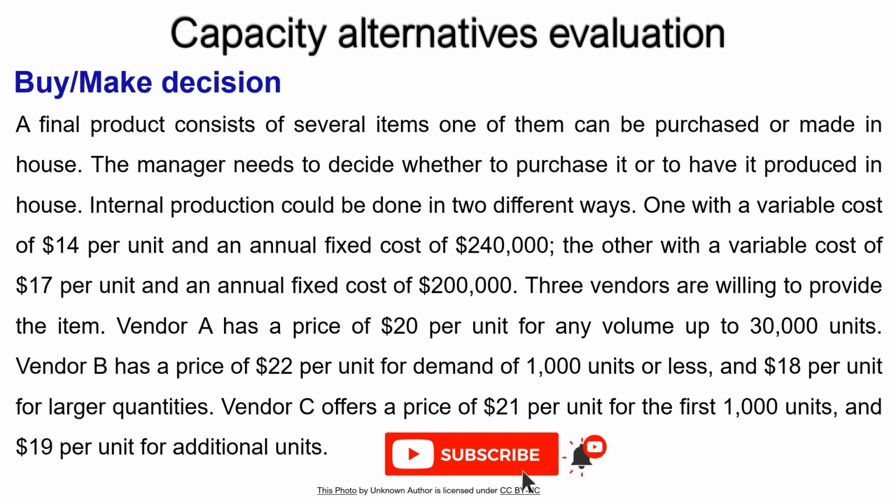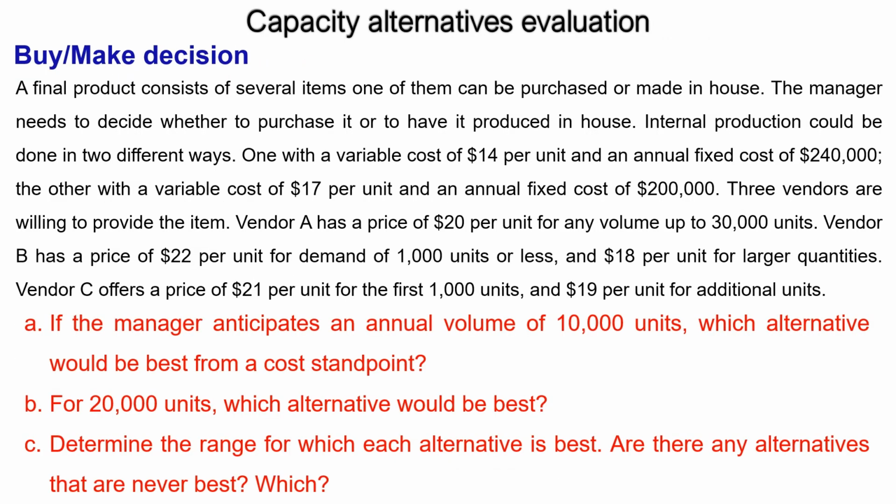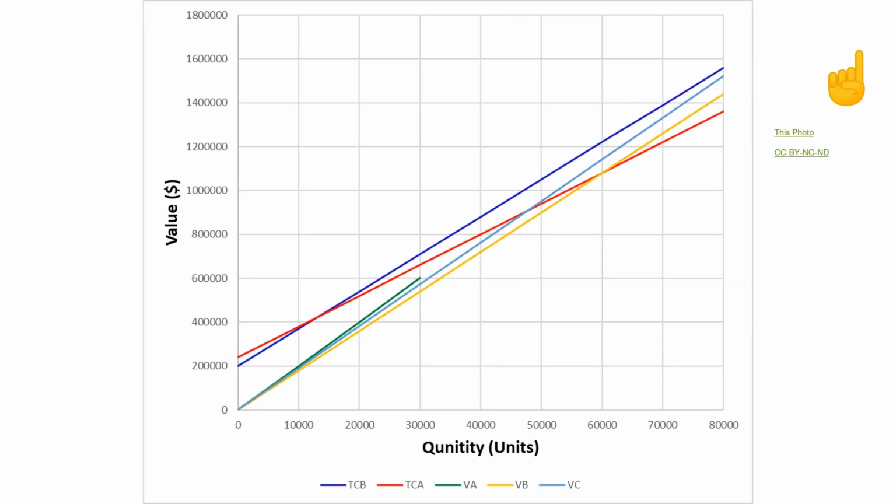Answer the following questions. A. If the manager anticipates an annual volume of 10,000 units, which alternative would be best from a cost standpoint? B. For 20,000 units, which alternative would be best? C. Determine the range for which each alternative is best. Are there any alternatives that are never best? Which? Let us represent these 5 alternatives graphically using Microsoft Excel for better understanding.